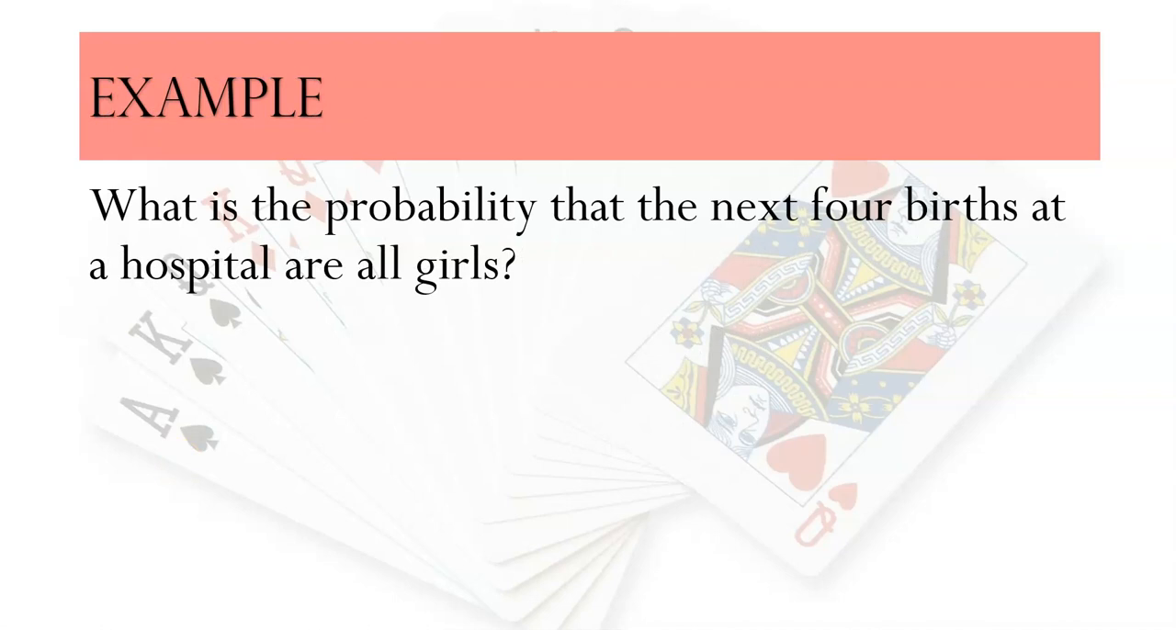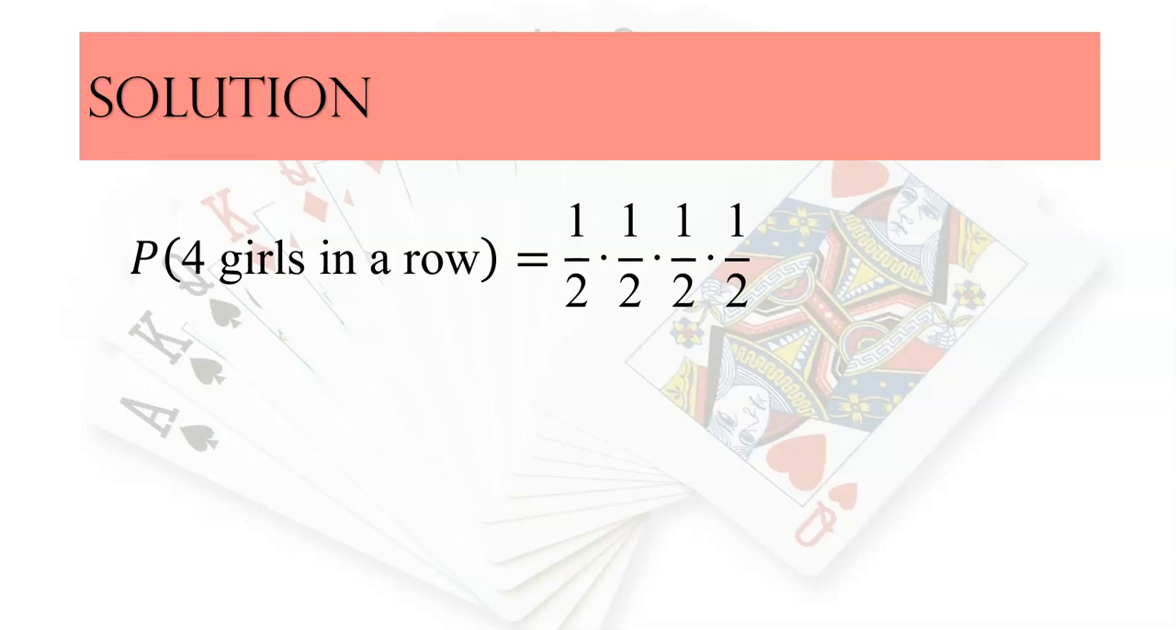The next one asks, what is the probability that the next 4 births at a hospital are all girls? So they're asking for a girl and a girl and a girl and a girl, 4 total. This is independent because what happens in the first birth has nothing to do with what the next person's going to have. So you have a 1 out of 2 chance each time for having a girl. And since we're talking about 4 girls in a row, I multiplied it 4 times, which gave me 1 over 16.